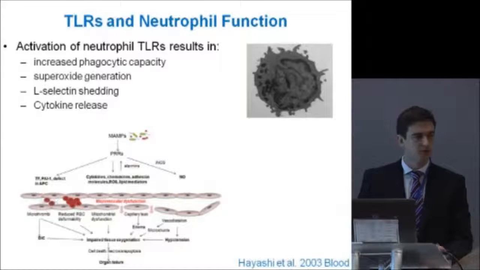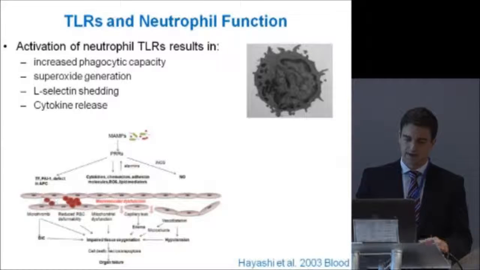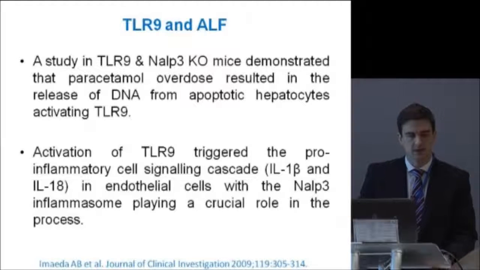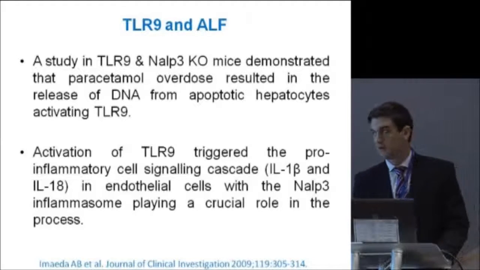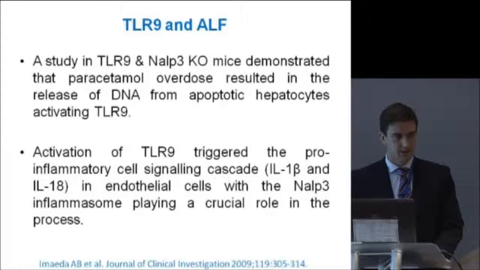With particular respect to neutrophils, toll-like receptors have been shown to increase the phagocytic capacity, superoxide generation, L-selectin shedding, and cytokine release in neutrophils. And although TLR9 hasn't been specifically looked at in the context of paracetamol-induced acute liver failure with respect to neutrophils, knockout mouse models of TLR9 have been shown to be protective in paracetamol-induced acute liver failure models.